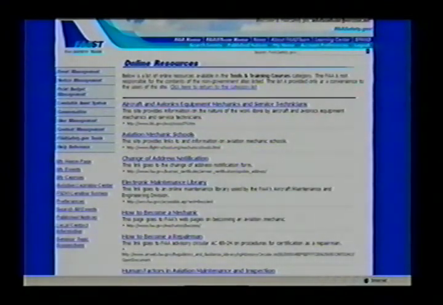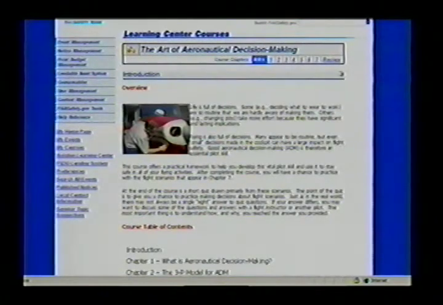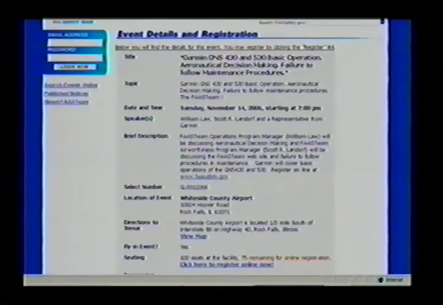Some of the resources that we have are listed here, and you'll find those on the website. This is an example of one of them, The Art of Aeronautical Decision Making. We have the details on the registration. So if you have any questions about getting on to www.faasafety.gov, we have a booth out front, and you should be able to find out how to do this there. And if not, then you'll find people all over the place that can help you.